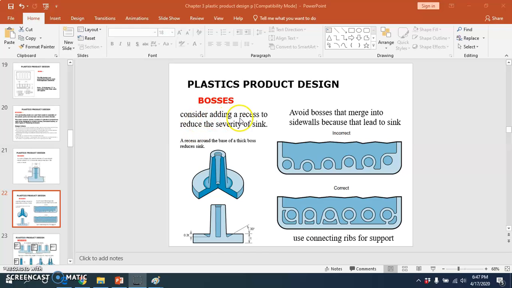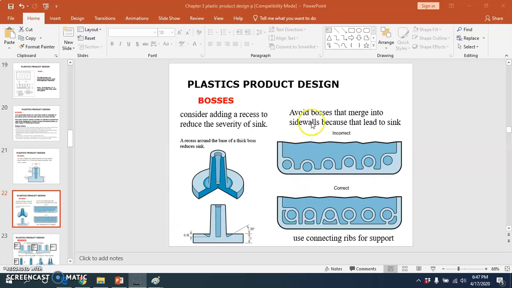Okay, consider adding a recess to reduce the severity of sink. If the product is thick, we put the recess around the base. This is the recess. So by adding the recess, we can reduce the severity of sink.